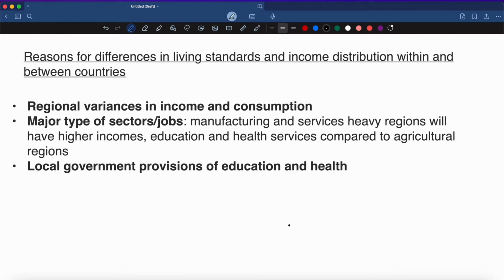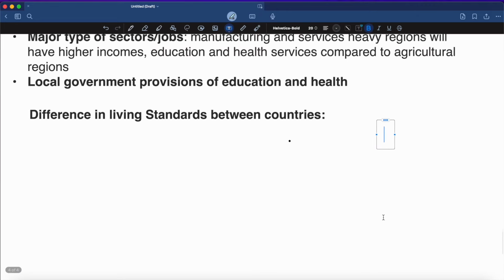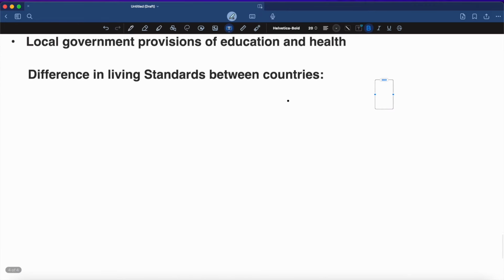And that begs the question, why is there a difference in living standards between countries? Let's answer that now. So we know why it's different within the country, but why within different countries? So now let's have a look at the difference in living standards between countries. The first one is the productivity of industries. Okay, so that means that some industries are more productive than others. And we always deal with productivity in terms of output, because if I am very productive, that means I am making a lot of output.